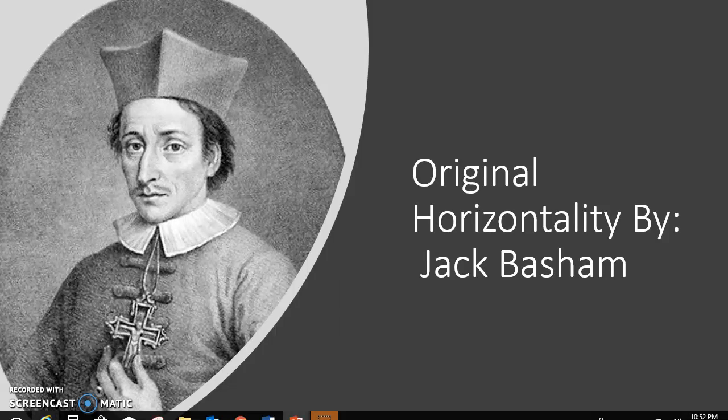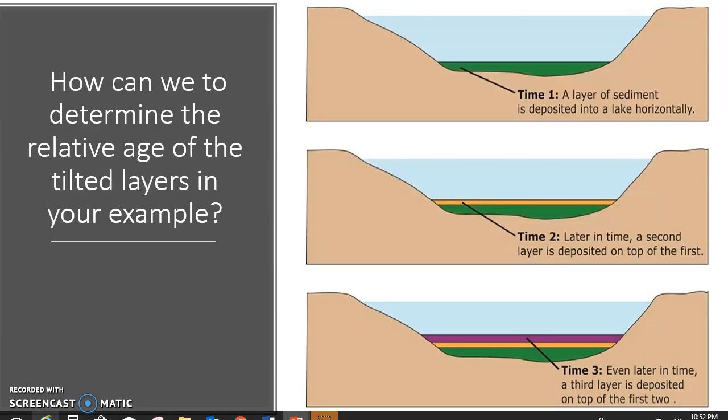Layers of sediment are deposited horizontally or nearly horizontally. Thus, any deformations must have occurred after the rock was deposited. How can we determine the relative age of tilted layers in my example?